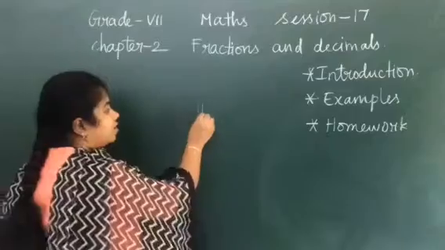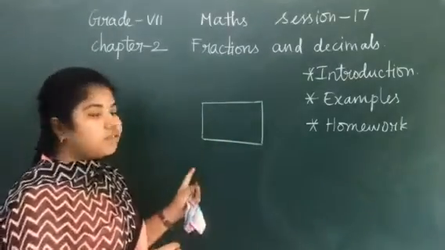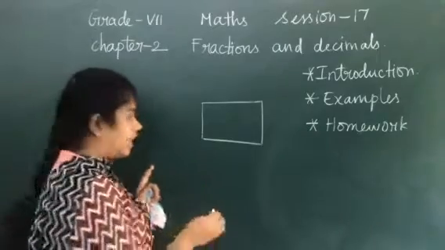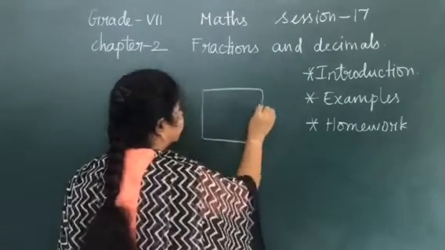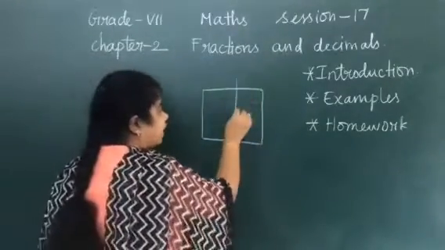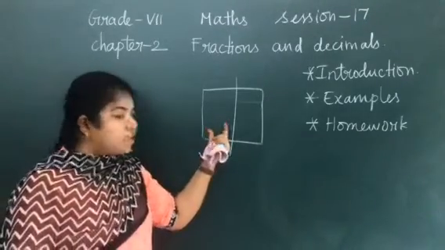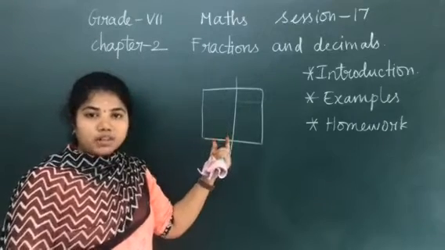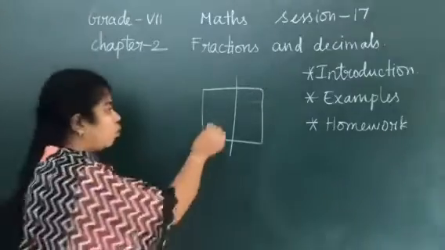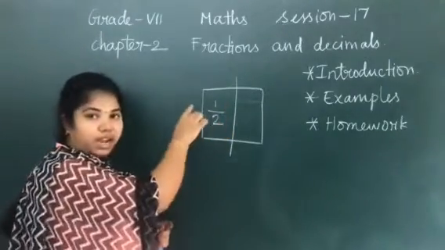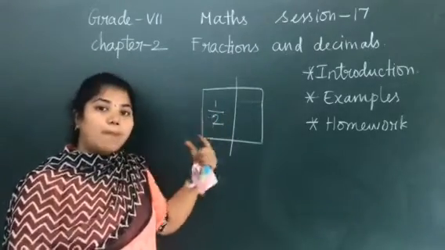Now if I am taking a square, everyone knows that this is a square. What is a square? It has all 4 sides equal. Now if I want to divide the square into 2, what will this part of the square be? How will you call this part of the square? Half, right? So the half is written as 1 by 2, 1 upon 2.